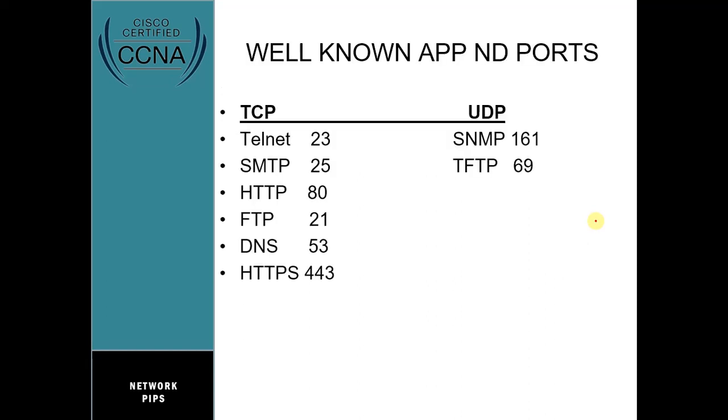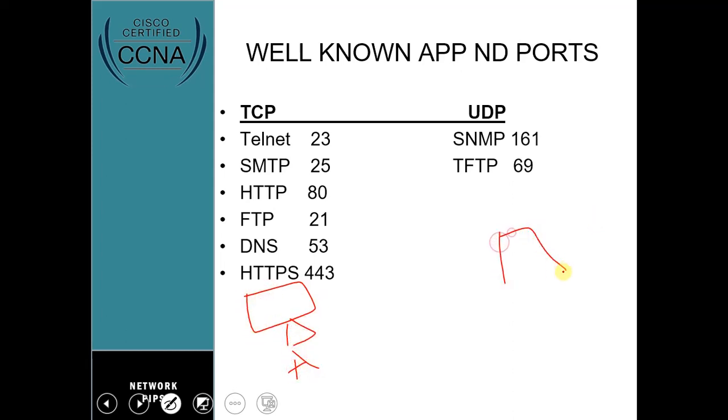The TCP transport protocol, which stands for Transmission Control Protocol, is known to be a more reliable transport protocol than the UDP transport protocol. For example, let me say computer A over here wants to send data to computer B over here.